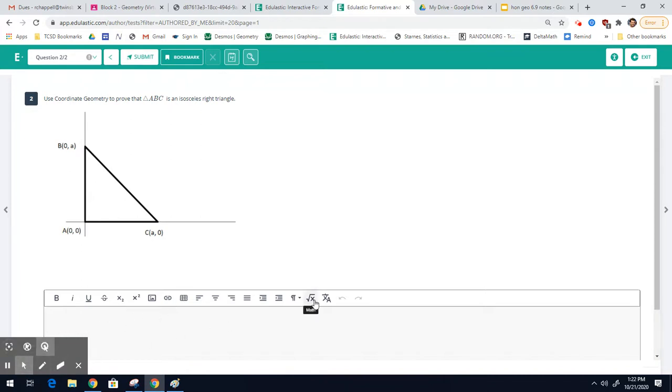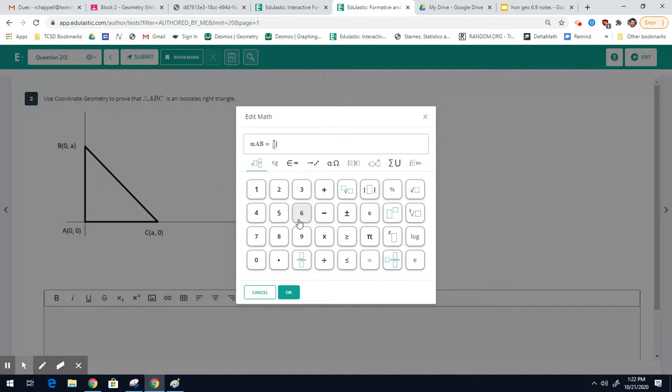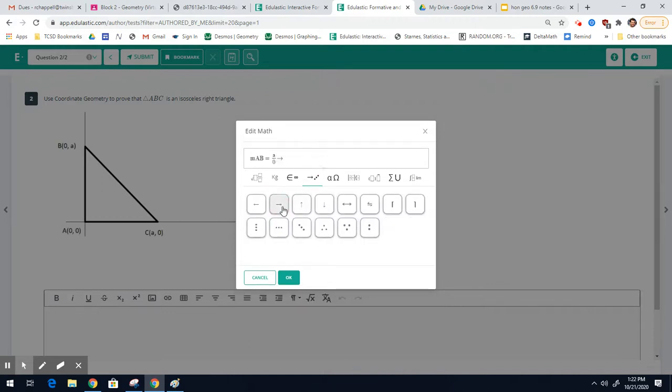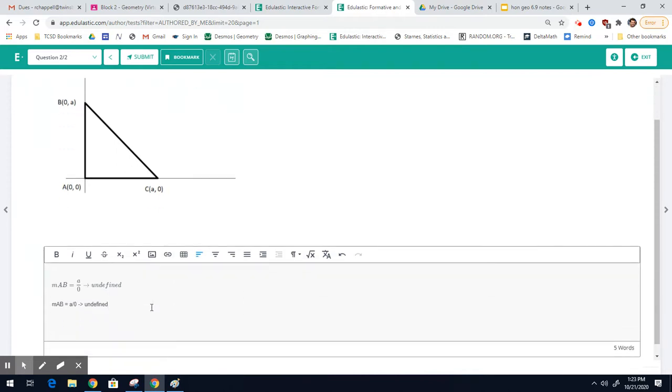So in here, I'm going to use the math type. So I'm going to find the slope of AB, which came out to be A over 0, and that is undefined. Now, you don't have to use the math type. You can just write things out. I'll show you. So you could just say M, or slope of AB, equals A divided by 0, which is undefined. I'm okay with that. If you don't want to waste the time of doing that nice, pretty print stuff, it's up to you.